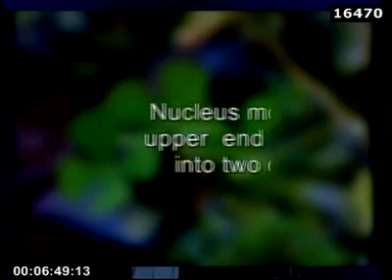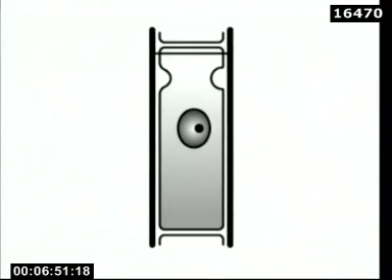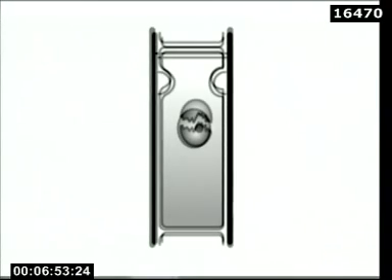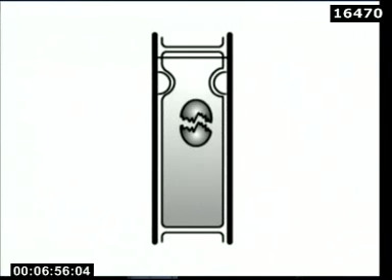This ring-like formation is followed by nuclear division. The nuclear division starts by the movement of the nucleus towards the upper end of the cell, where it divides into two daughter nuclei. The nuclear division is followed by the formation of a cytoplasmic strand between the two nuclei.